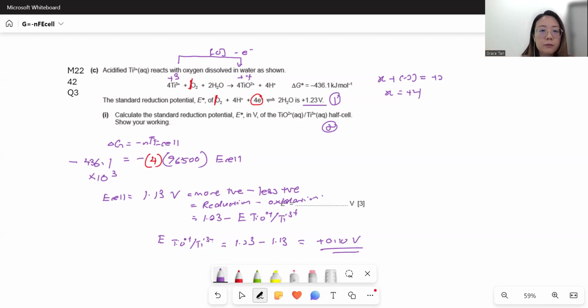So please be careful. I selected a couple of questions from the past year. Hopefully by now you know how to apply the delta G equals minus nFEcell calculation. And if they ask the other way around, like in this particular paper, then you more or less have an idea.